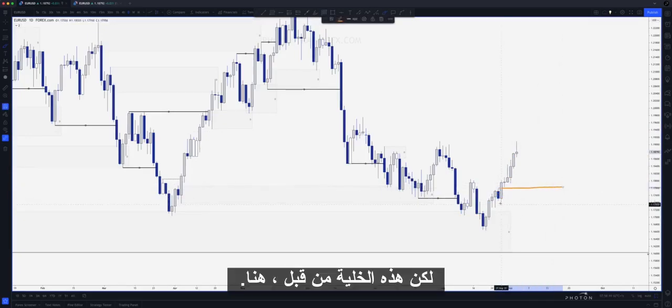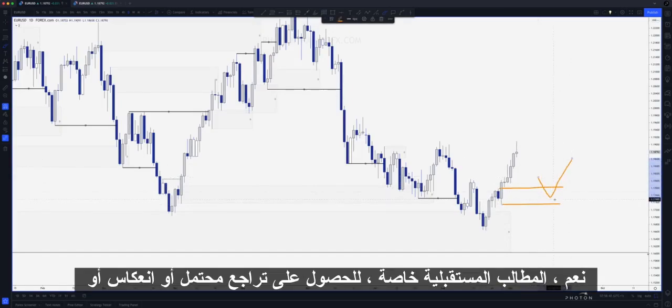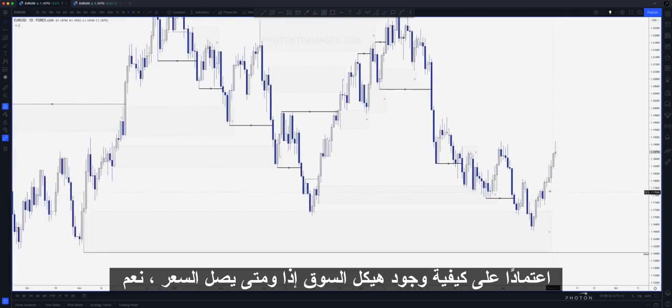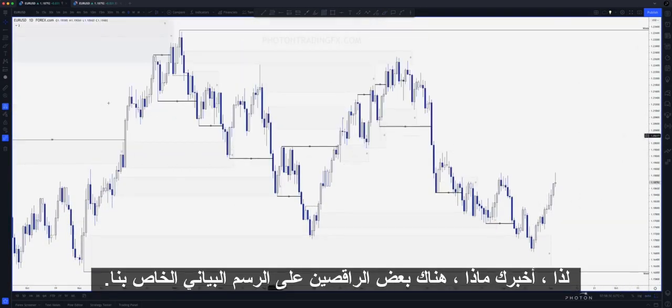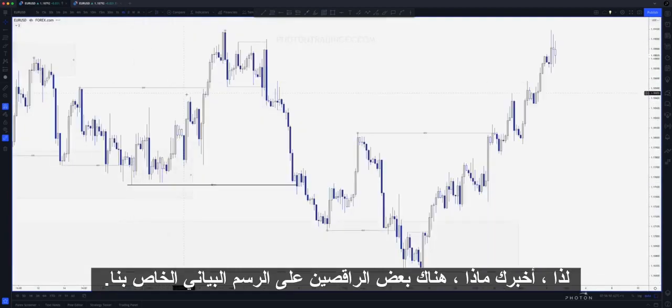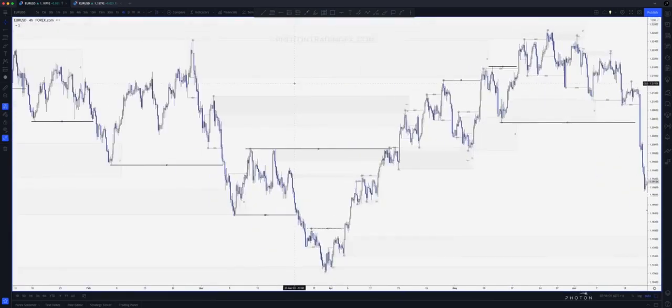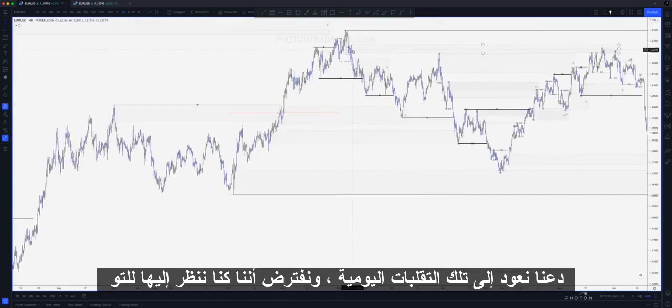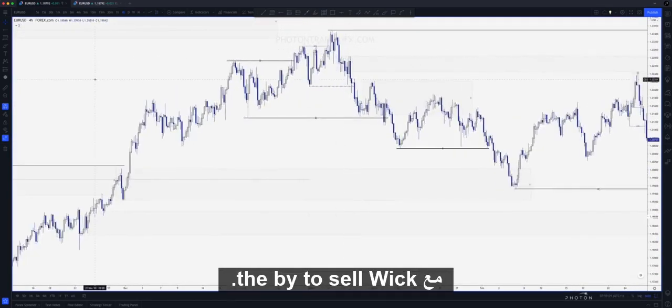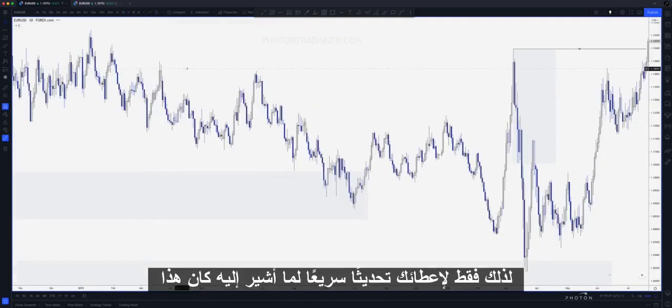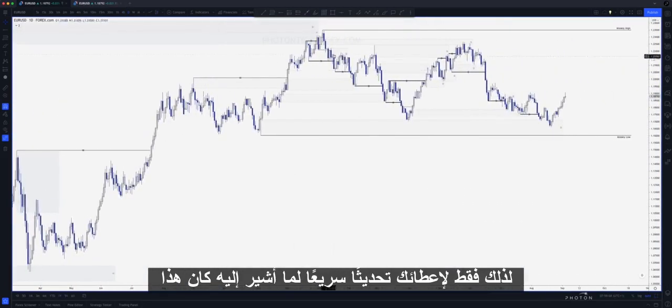But this sell before the buy here, I would definitely be looking at that as a future demand zone to get a potential pullback or a reversal, obviously depending on how market structure is, if and when price reaches that level. So I'll tell you what, let's jump down to the 4 hour chart and have a look even more. Let's go back to that daily flip zone that we were just looking at with the buy to sell wick. Just to give you a quick refresh of what I'm referring to, was this up here, right?